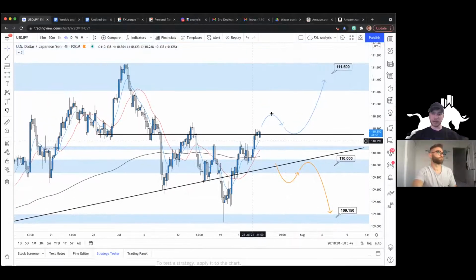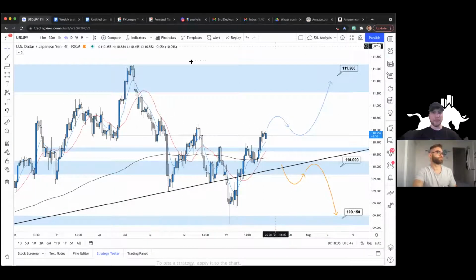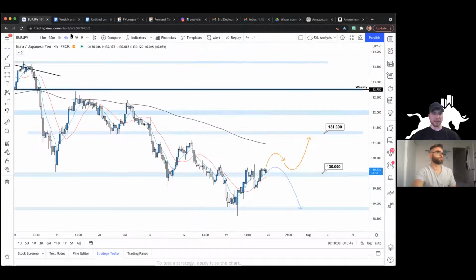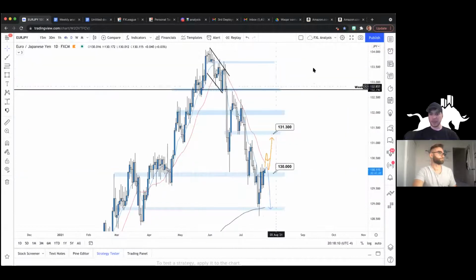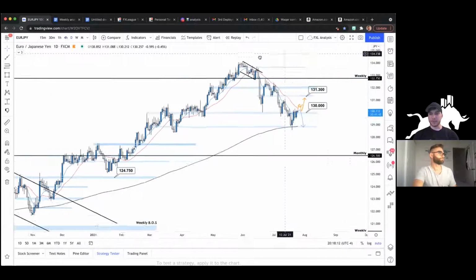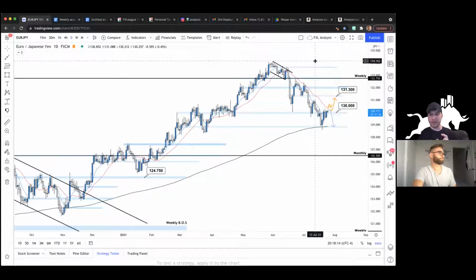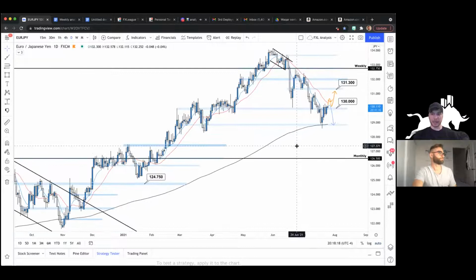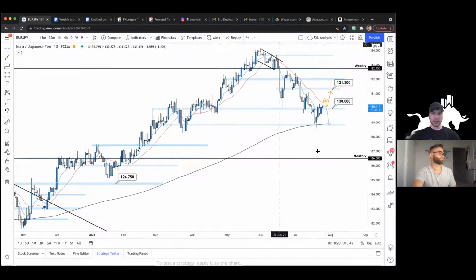All right, but for now, all eyes to resistance, targeting higher. Let's see how it plays out. Let's move on to EJ. Same thing, guys. Very methodical, up to the daily time frame. We know we really have a very defined set of things we're looking for, so we don't need to get too complicated. We're just breaking down price action here.